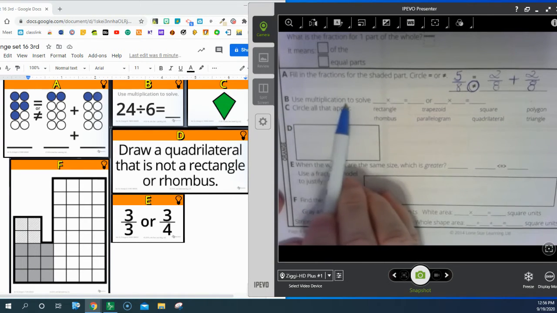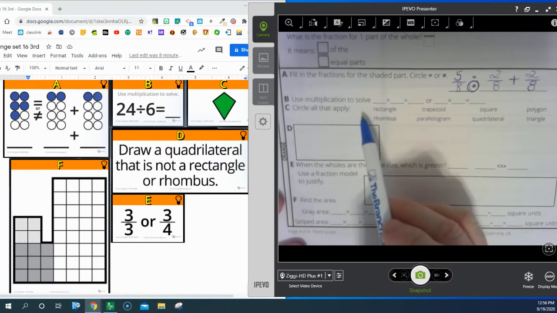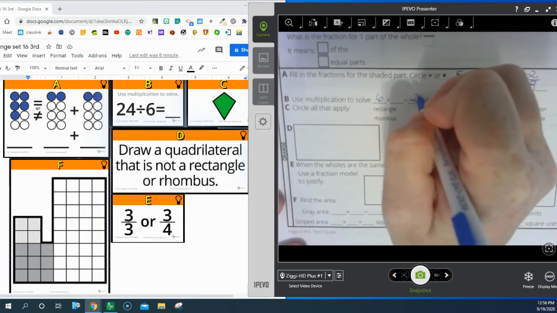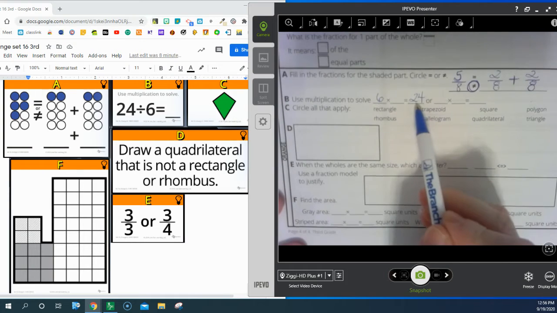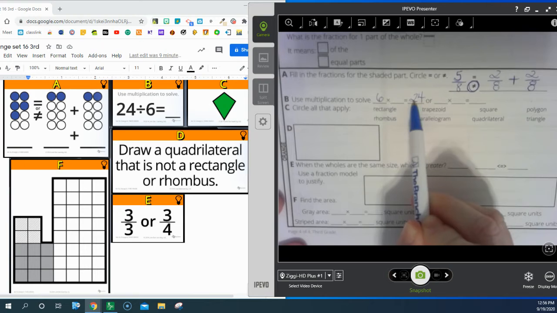Part B, use multiplication to solve. So we have a division problem. 24 divided by 6. Okay, I know that 6 is a factor, and I know that 24 is the product. So I have to think, how many groups of 6 does it take to make 24?